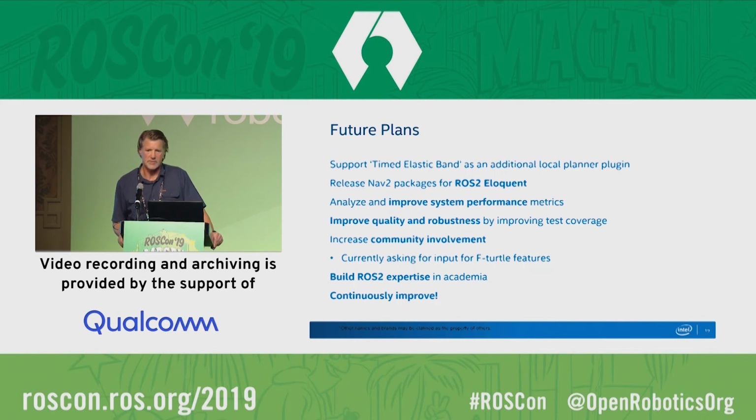Obviously, we're trying to increase community involvement as well, and we welcome more people to come join and help us with this. Right now, as we're wrapping up Eloquent, we're starting to look forward to what we're going to do for the F-Turtle release, which is going to come out in mid-2020. We have a backlog list of things that we could do and that we would prioritize, but we are also inviting the community to tell us what they want. So you can go to our repo, take a look at what issues are there, and upvote the ones you like.